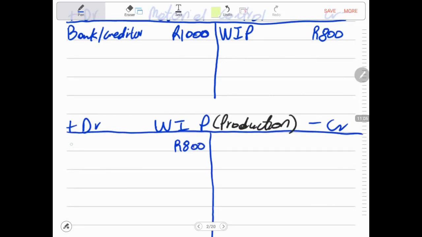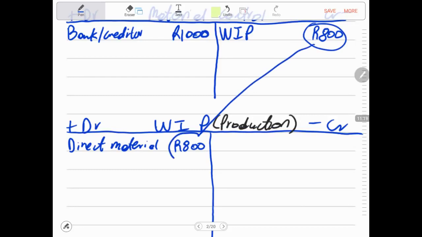So now meaning here we'll have to record direct material, because the work in process department or the production department is increasing by the value of the material that was received from the storage department or from the material control account from an accounting perspective. Now we have these two contra entries.